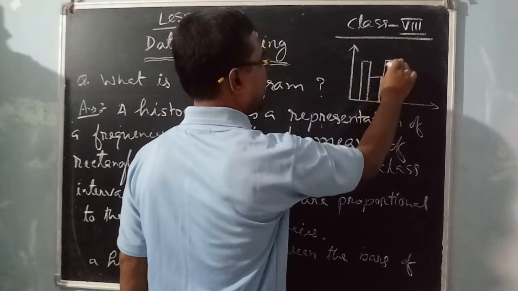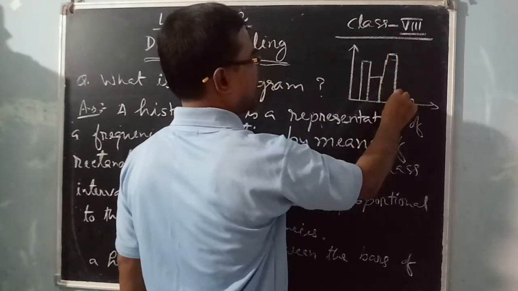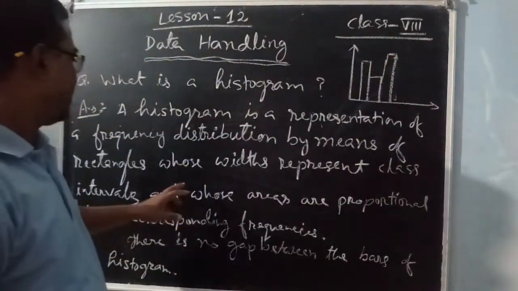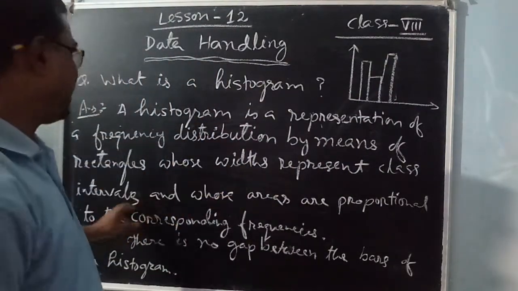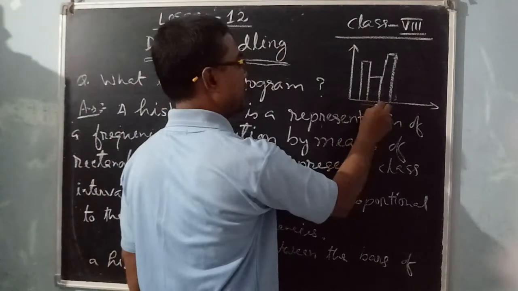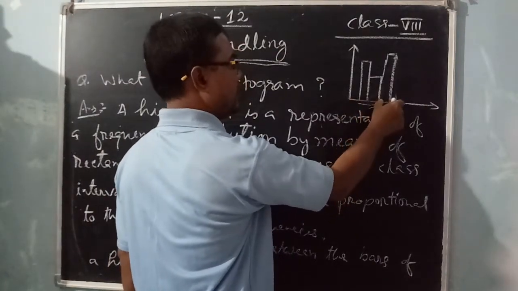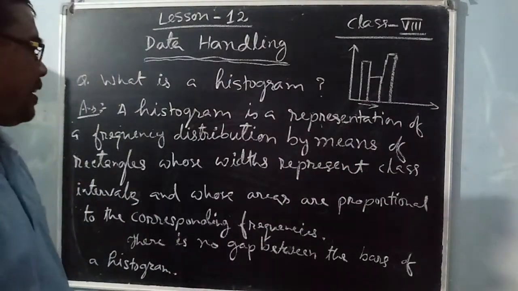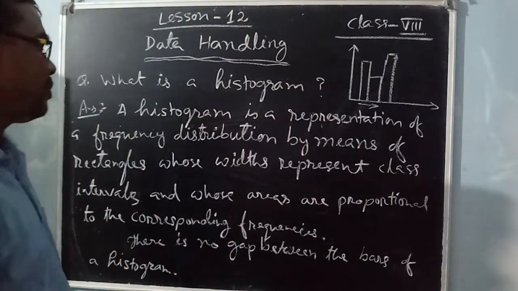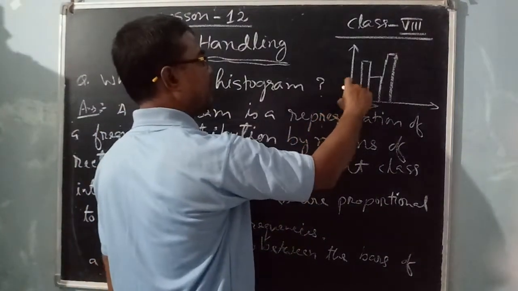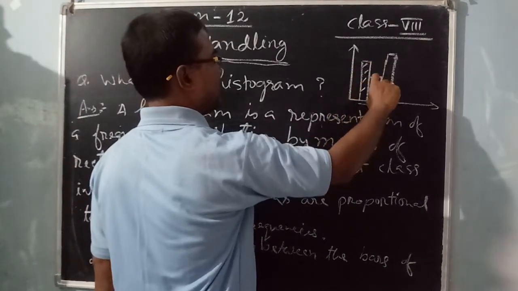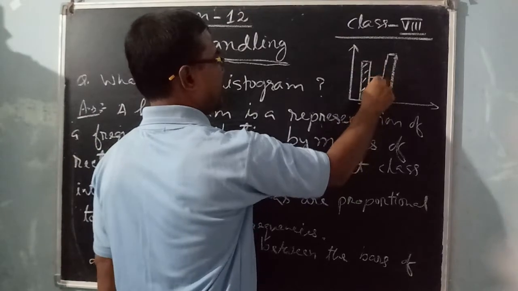Maybe like this, some rectangles we will draw. That's why here I am saying whose widths represent class intervals. Width represents class interval, and areas are proportional to the corresponding frequency. If frequency is bigger, then the area of this rectangle will be more. If frequency is less, then the area will be less.